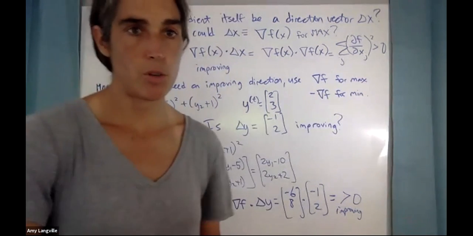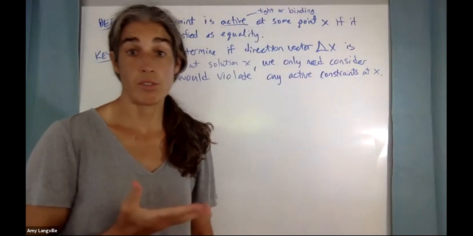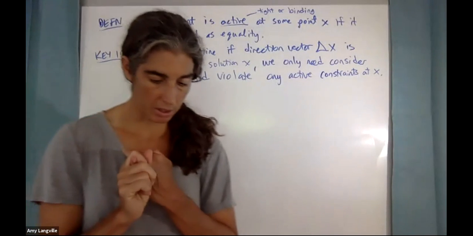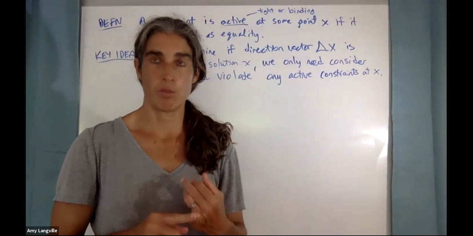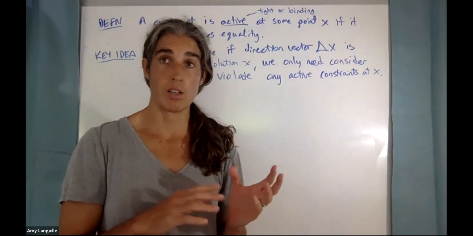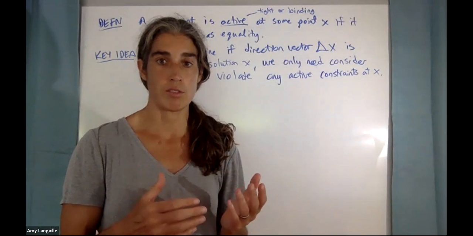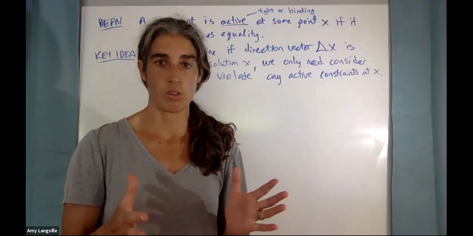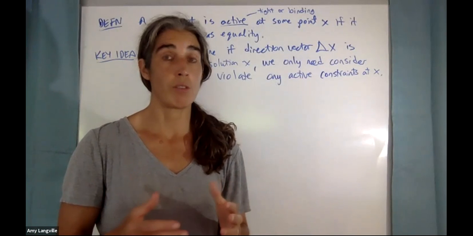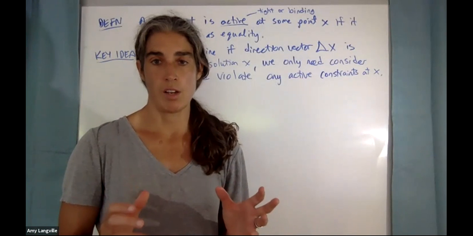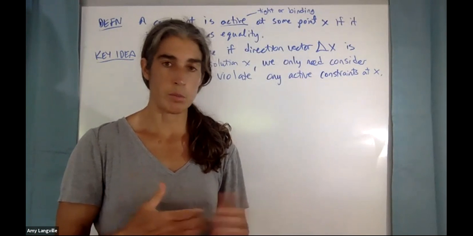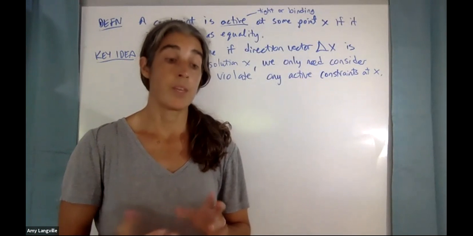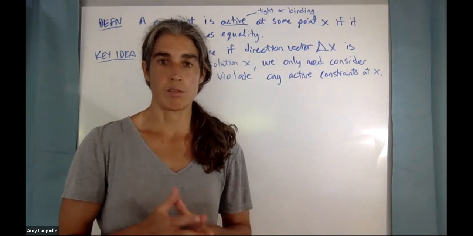All right, I'm going to erase the board. Okay, now we're going to handle the second part. So we have a way of determining if we're given a direction vector, we know if it is improving by dotting the gradient with that direction vector. If that's greater than 0 for maximization, all good, you're improving. We also have a backup. If you weren't given a direction vector delta x, you could use the gradient, and that will definitely be an improving direction for maximization. For minimization, you would use the negative gradient.